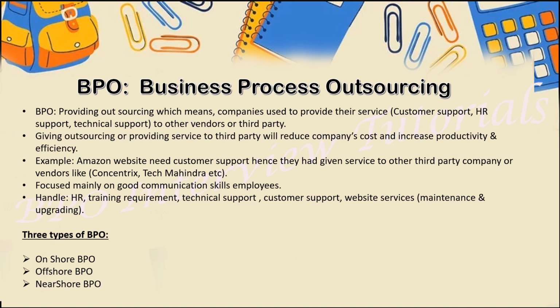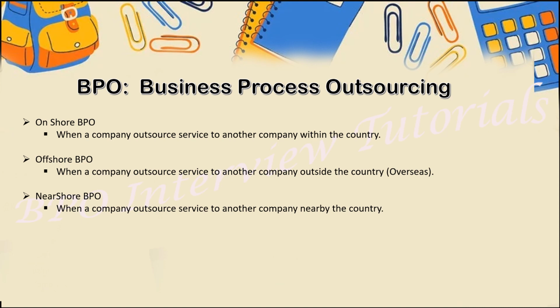Basically, there are three types of BPOs. The first is onshore BPO, then offshore BPO, and nearshore BPO. Onshore, for example, there is one company in the US and they are giving a third party service to a company which is already in the US, which means within the country. That is known as onshore BPO. Offshore BPO, outside of the country, which means overseas.